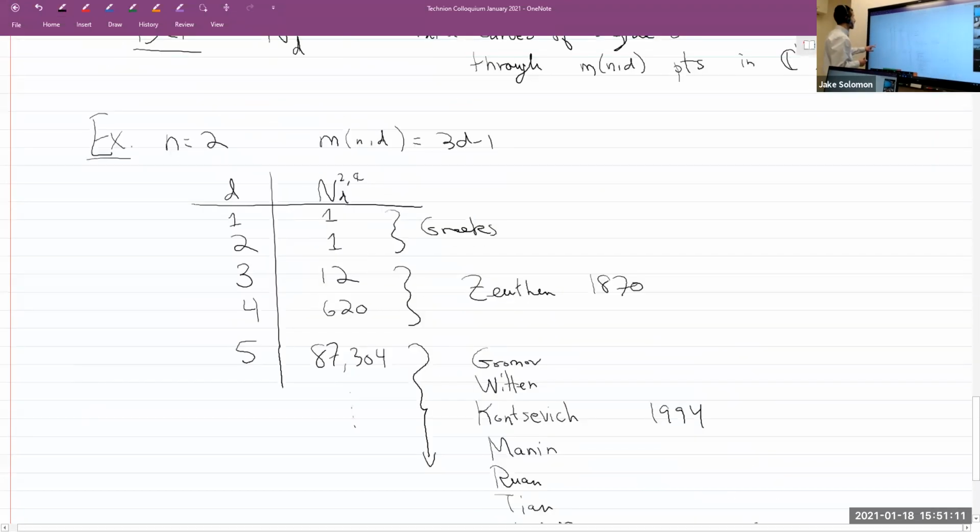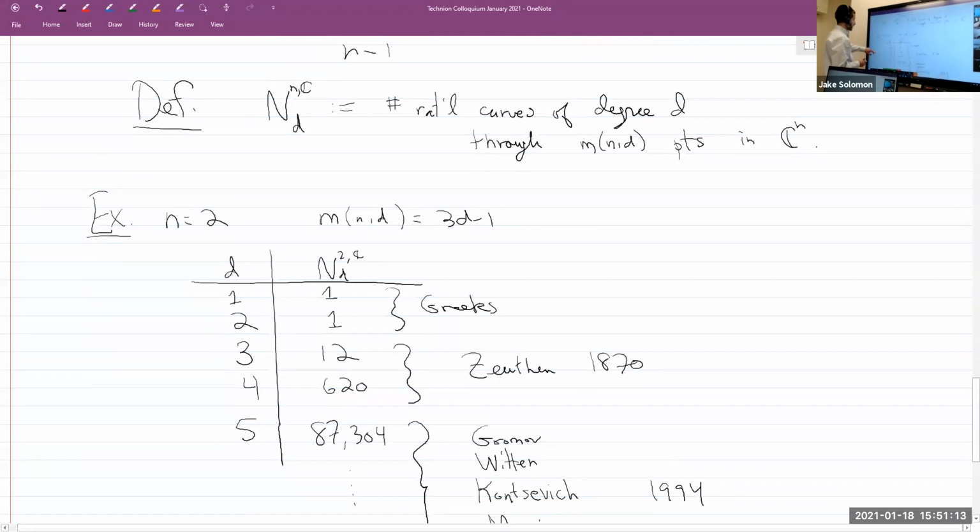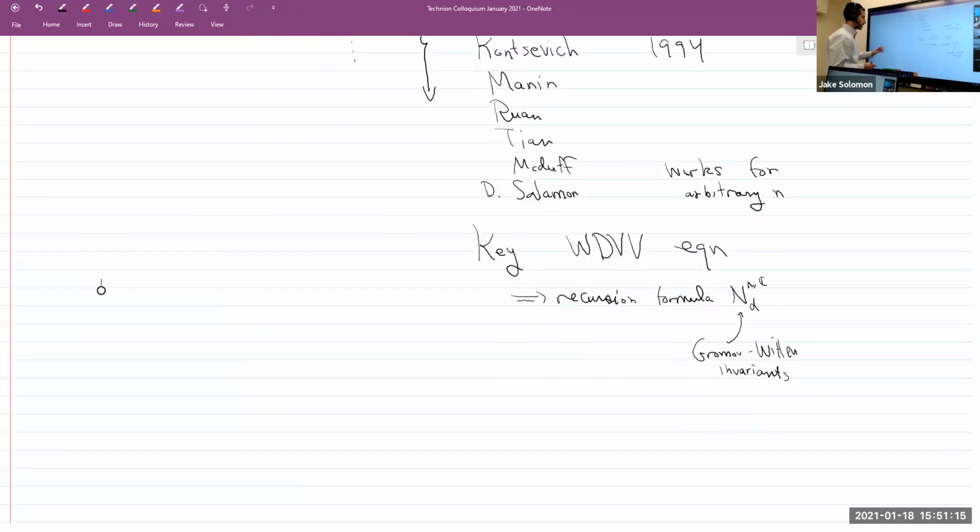And so I'm not going to say exactly what this WDVV equation is now, because I want to get on to a bit more recent work. Keep an eye on the clock here.